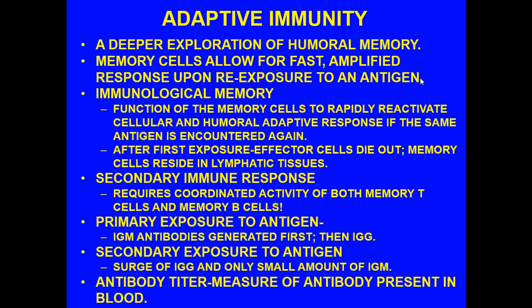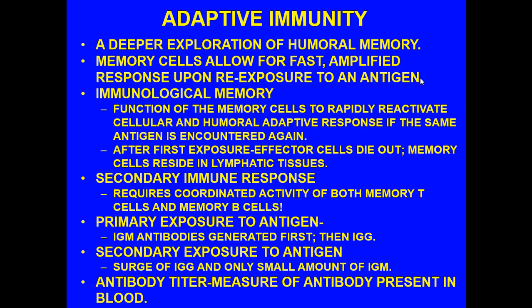When we talk about a secondary immune response, this will require coordinated activity of both memory T cells and memory B cells. When you have the primary exposure to the antigen, as I said earlier, IgM antibodies are generated first, then IgG follows. Now you'll see this on a particular figure, 1223. It's interesting because with the secondary exposure to the antigen, instead of a surge of IgM, you're going to get a massive surge of IgG. You get a lesser amount of IgM.